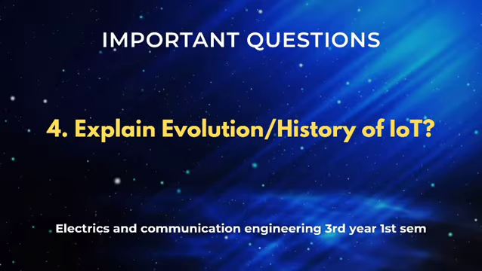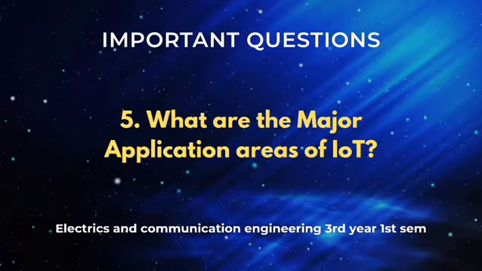Fourth question is explain evolution or history of IoT. Fifth important question is what are the major application areas of IoT? So there are countless application areas of IoT. Out of those, 7 are the major application areas. You need to explain about those 7 application areas.